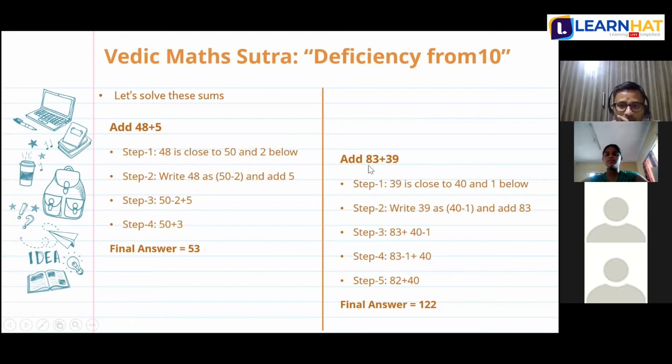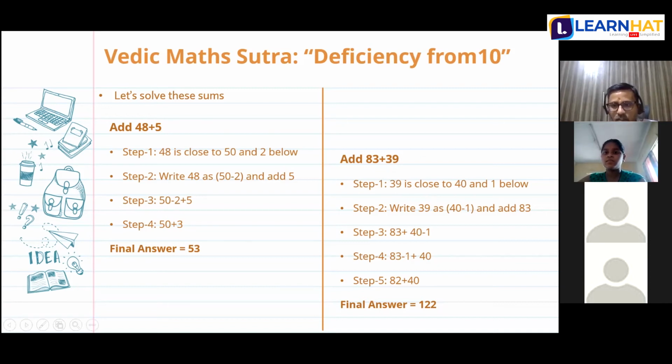83 plus 39, a two-digit number. Always take right to left, like take 39 and then 83. You can do both ways, but let's always practice first from right to left. 39 is the right number, and 83 is your left number. So let's take 39. 39 is close to 40. You all know, right? It's a simple thing. Then what is the deficiency of 39? It's 1.